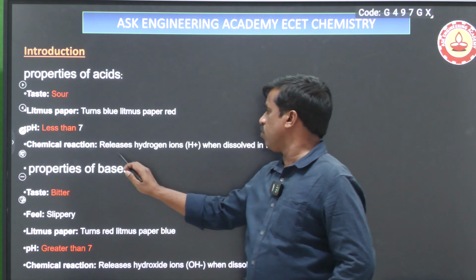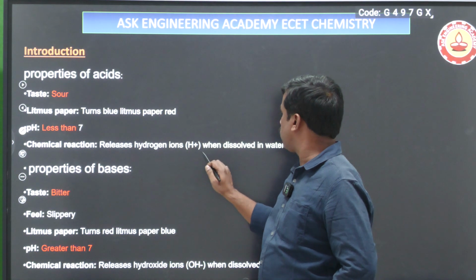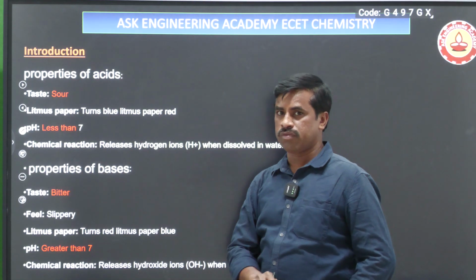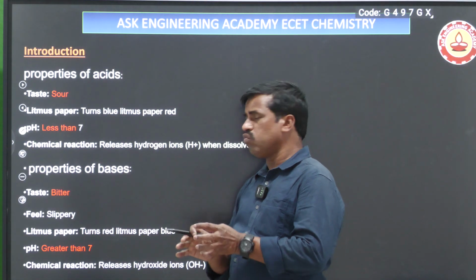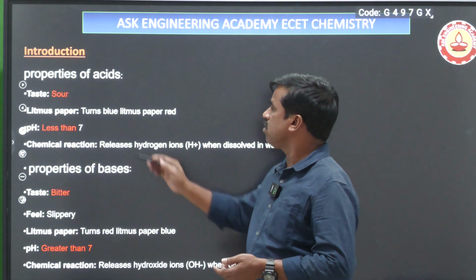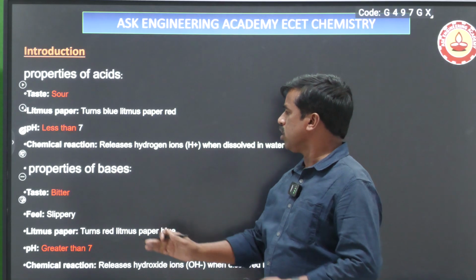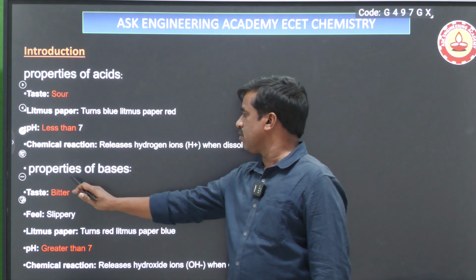And chemical reaction, what happens? Acids release hydrogen ions, H plus, when dissolved in water. Whatever the acidic substances, whenever they dissolve in water, they release H plus ions. These are the basic properties of acids.